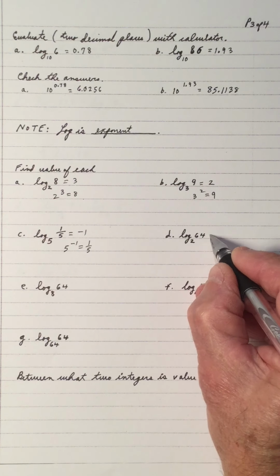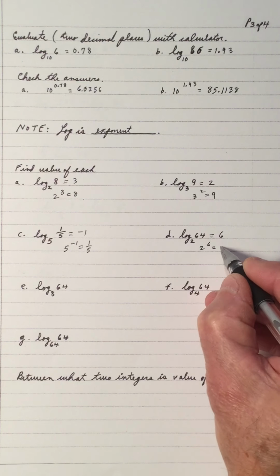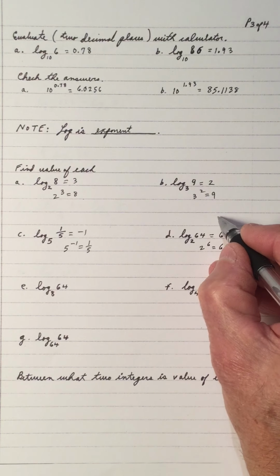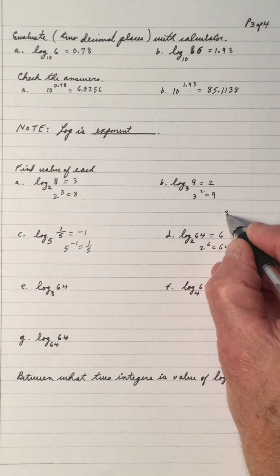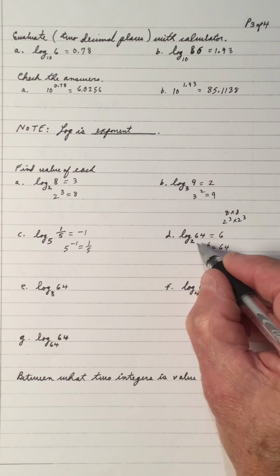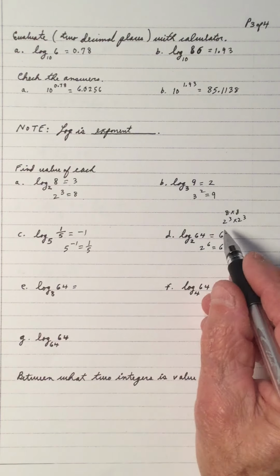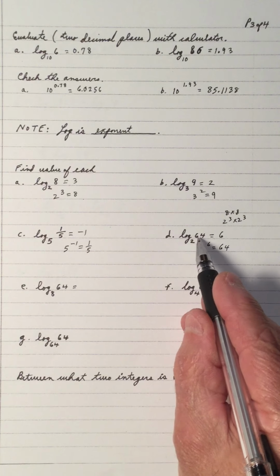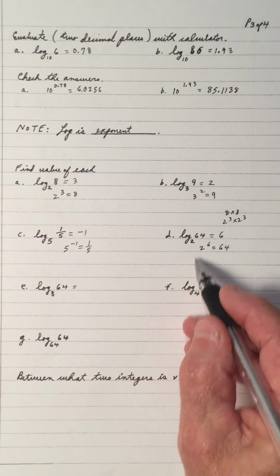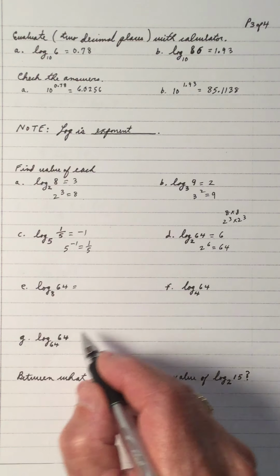2 to the what exponent? That's a 6, because 2 to the 6 is 64. Break 64 down. 64 is 8 times 8. 8 is 2 cubed. So notice 2 to the 6 is 64. Now, I want to show you something. Notice I got log 64 four times. But the bases are 2, 8, 4, and 64.